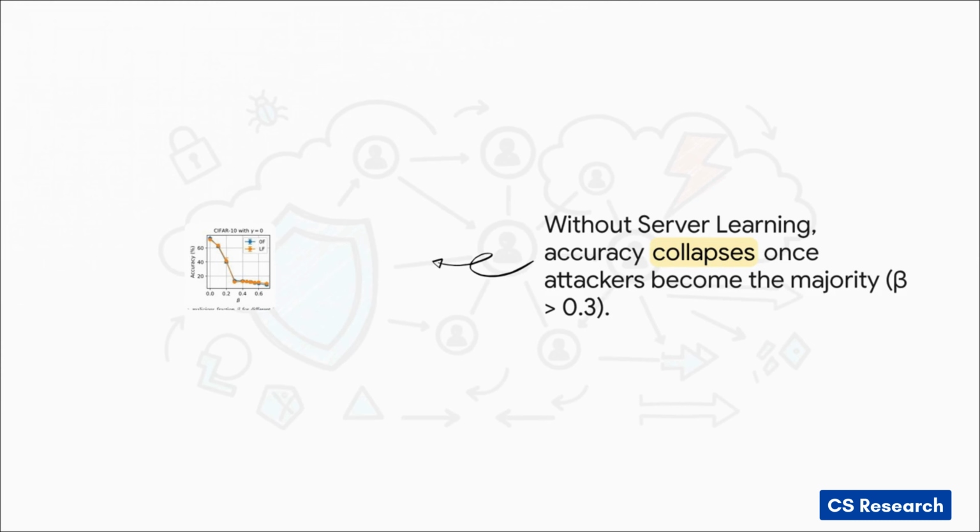Now look what happens. As long as the attackers are in the minority, under 30% or so, everything's fine. But watch as that number crosses 40%. The accuracy just completely collapses. It tanks, falling all the way to 10%, which is basically just random guessing. The system is totally broken.